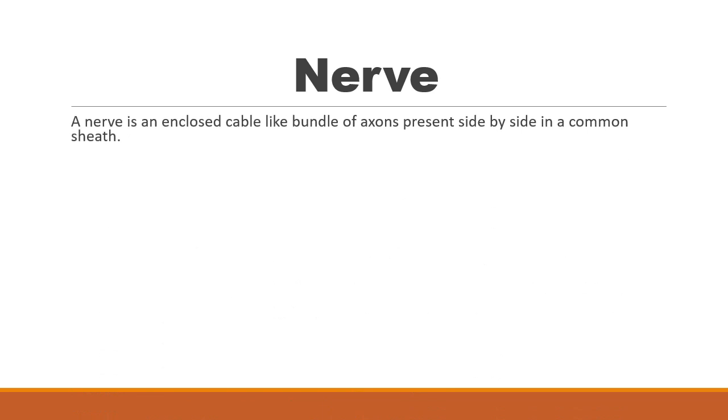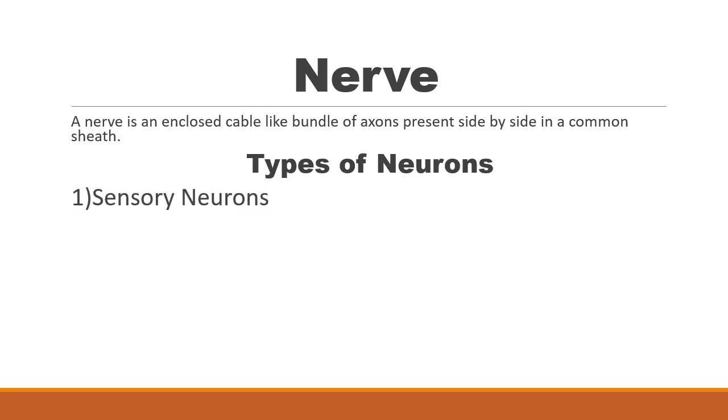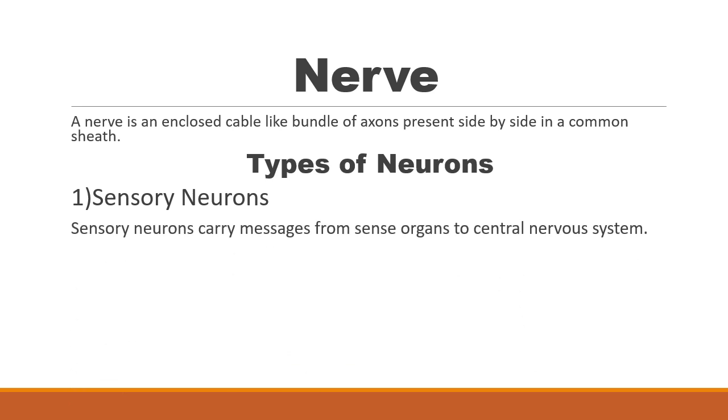Now nerve. What is a nerve? A nerve is actually an enclosed cable-like bundle of axons present side by side in a common sheath. There are basically different types of neurons. Number one is the sensory neuron. Sensory neurons carry messages from sense organs to the central nervous system.